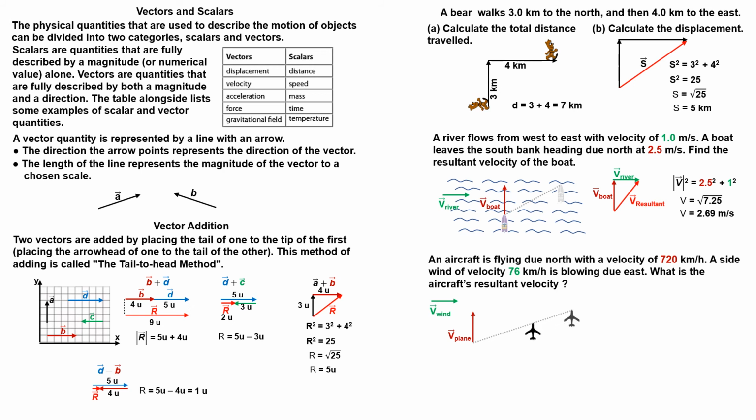The aircraft does not move relative to the ground in the direction it points. Rather, it moves in the direction of its resultant velocity. In order to find the resultant velocity, we will use the tail-to-head method, as we did in the previous example. Pay attention.